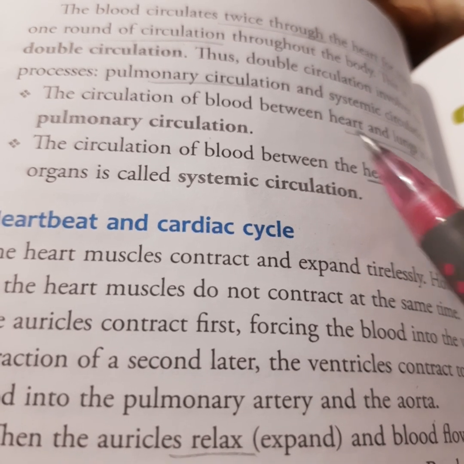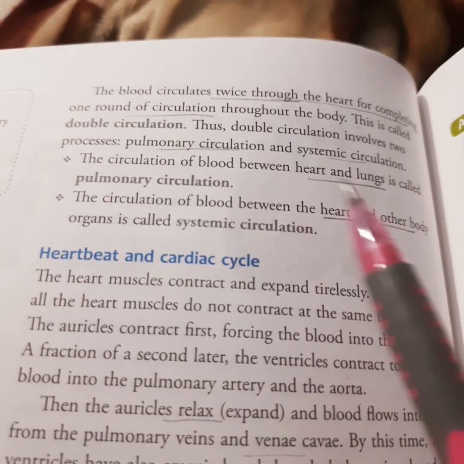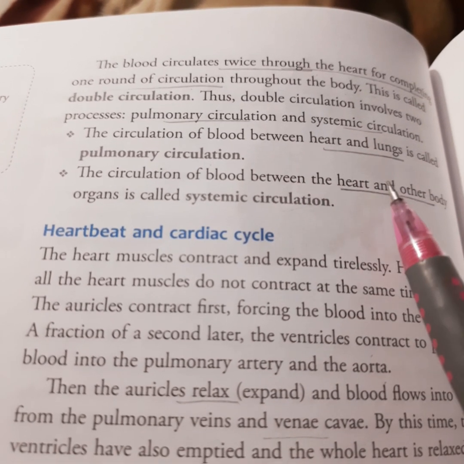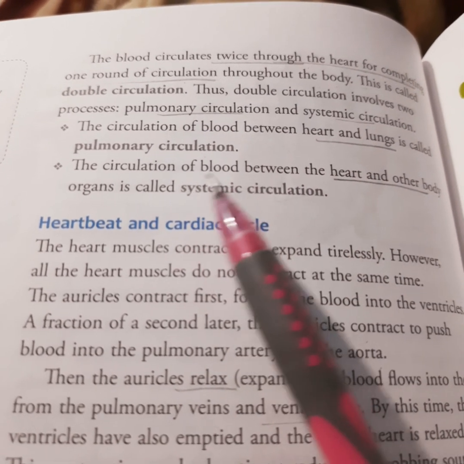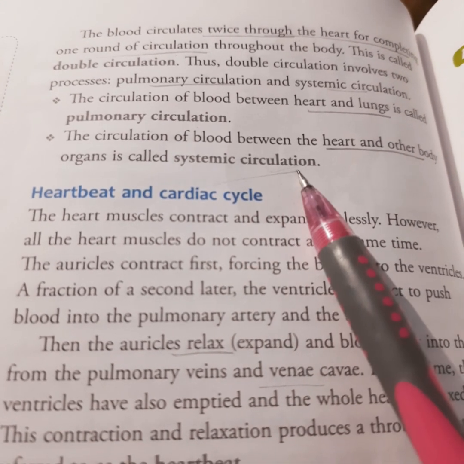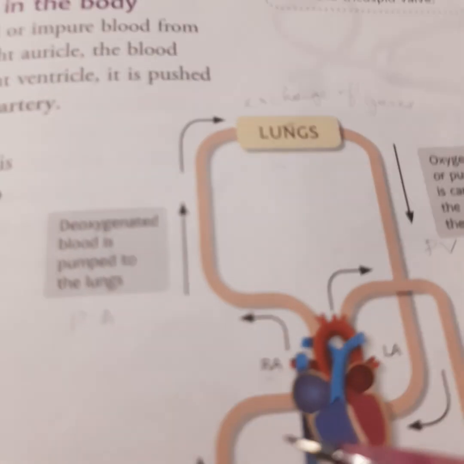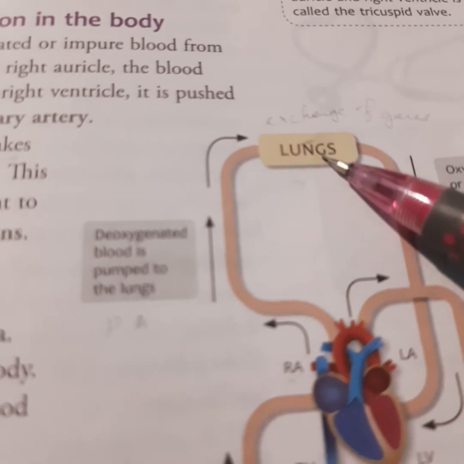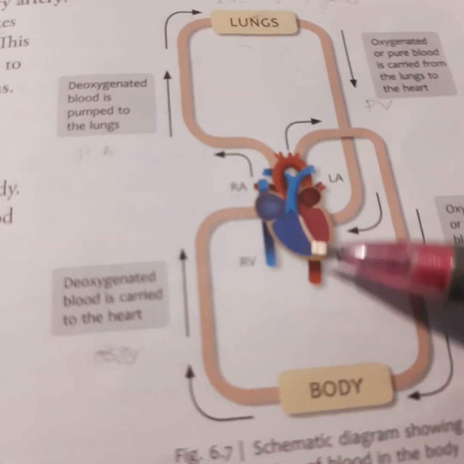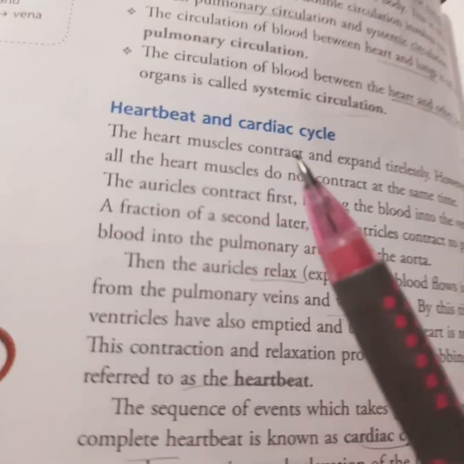The double circulation involves the processes of pulmonary circulation and systemic circulation. The circulation of blood between the heart and lungs is called the pulmonary circulation, and the circulation between the heart and the other body organs is called the systemic circulation. See in the diagram, heart to lungs is pulmonary circulation, and from the heart to the body, that is the systemic circulation.